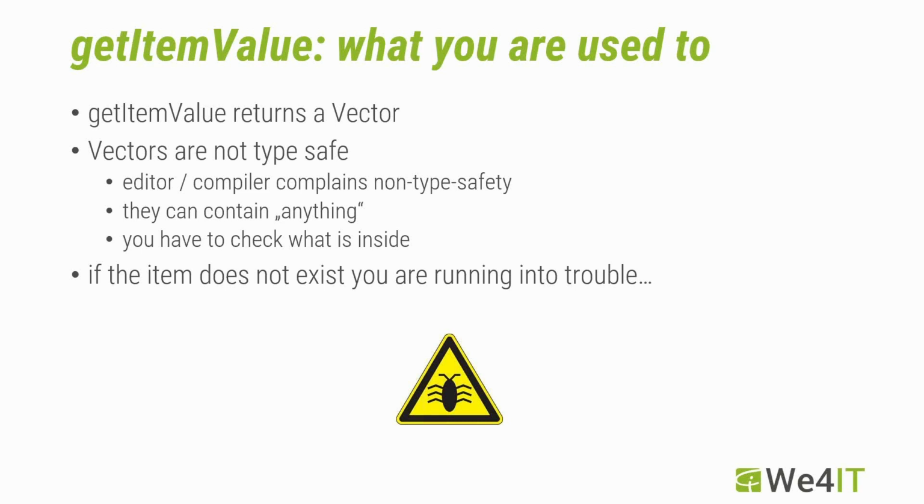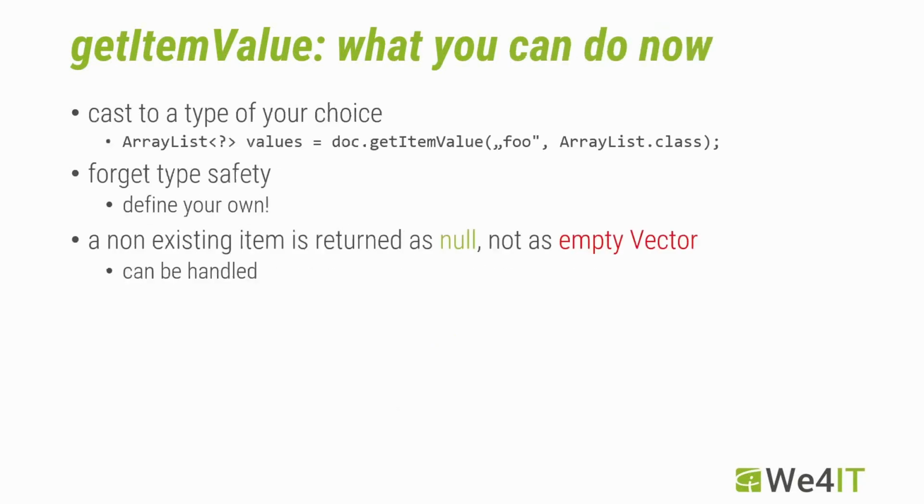I don't like that. And the next problem is the vector that is a return value of the old-fashioned method can contain almost anything, due to the different data types an item can have. It can be a string, it can be a number, it can be a date time, which is very difficult to handle normally. You have to check what's inside after you get the value returned. And what is worst, if the item does not exist, you are running into trouble because you are not getting null as a return value, you are getting an empty vector. So testing of this is very, very complicated.